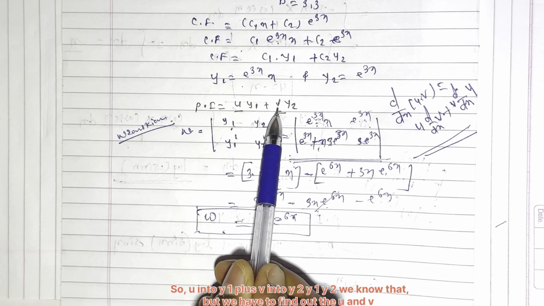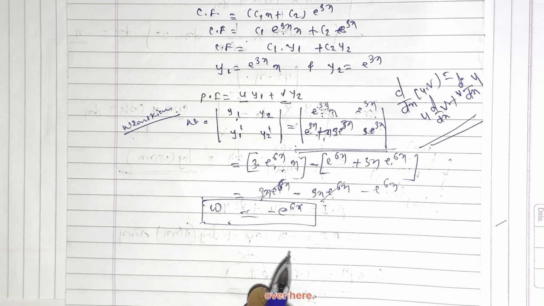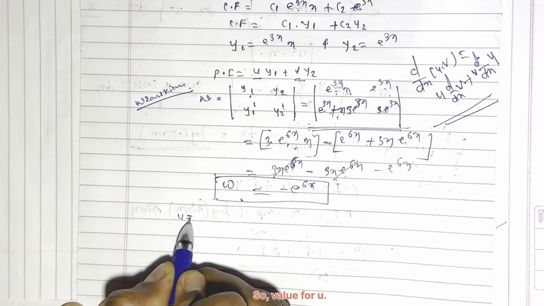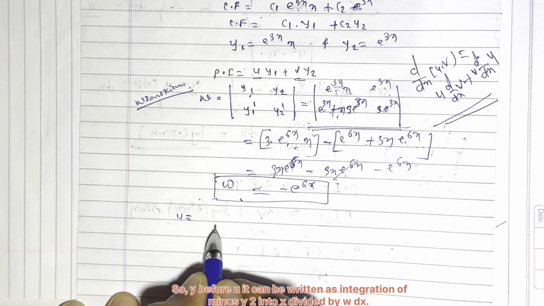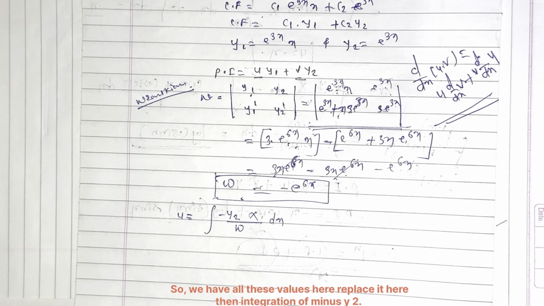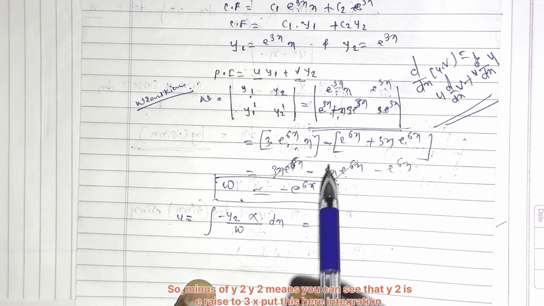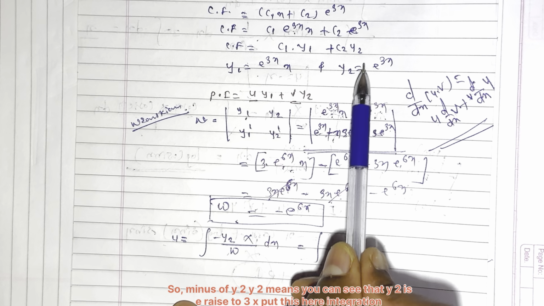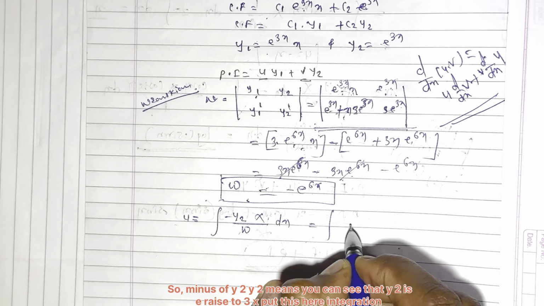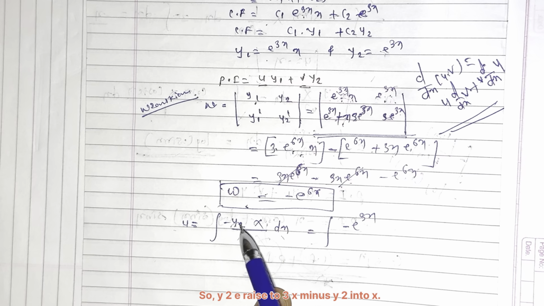So u into y1 plus v into y2. y1 and y2 we know, but we have to find out the u and v over here. So the value for u can be written as integration of minus y2 into x divided by W dx. We have all these values here, replace them. Minus of y2, y2 you can see is e raised to 3x. Put this here, integration of e raised to 3x.